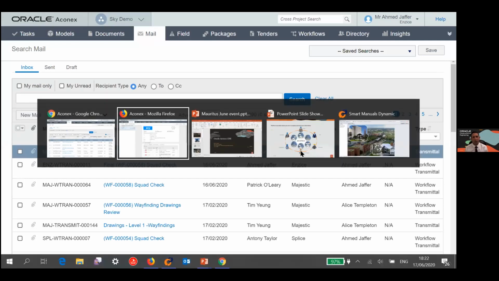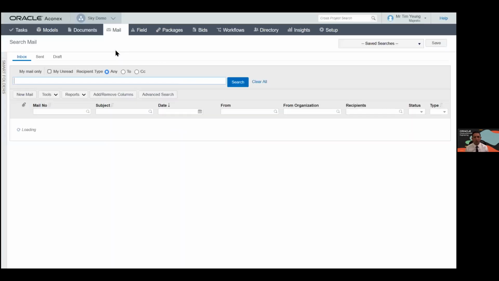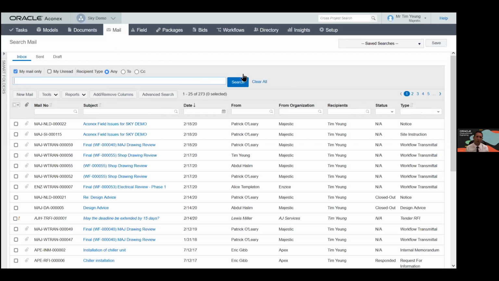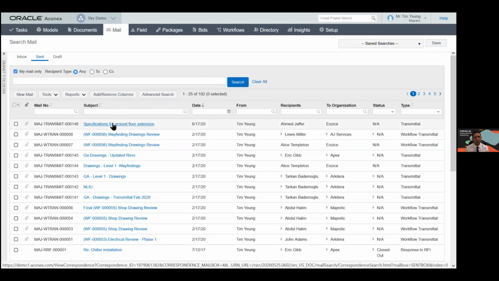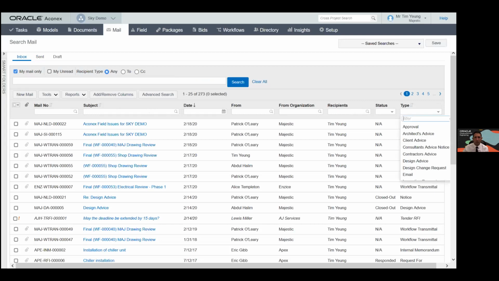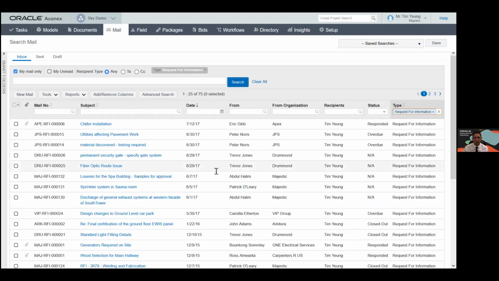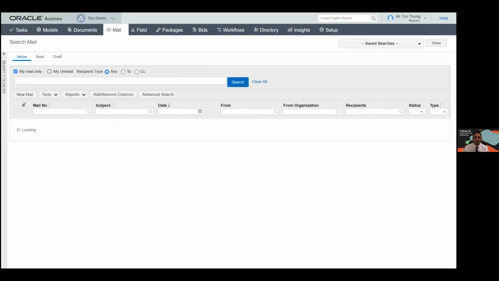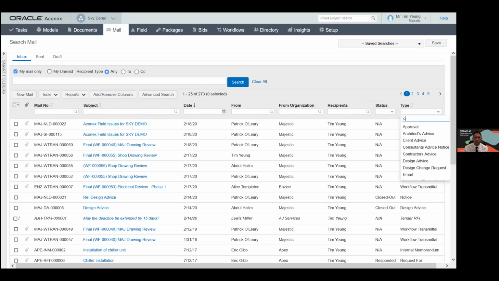Let me go back to my previous user here. So we've talked about mail again. Mail is anything that comes in to your organization that will be stored in your inbox. Anything that is sent goes into your sent box, and this is the one we sent to Mr. Ahmed Jaffa. We can have the various pieces of correspondence. So you could have RFIs, and very quickly you're able to filter them down from which organization and to which organization. You could have all manner of business processes. You could have a consultant advice notice.